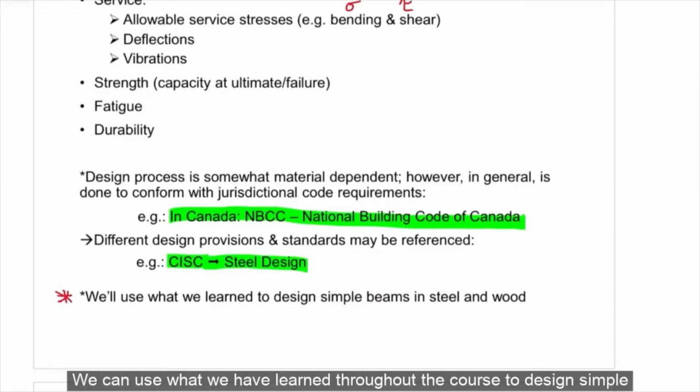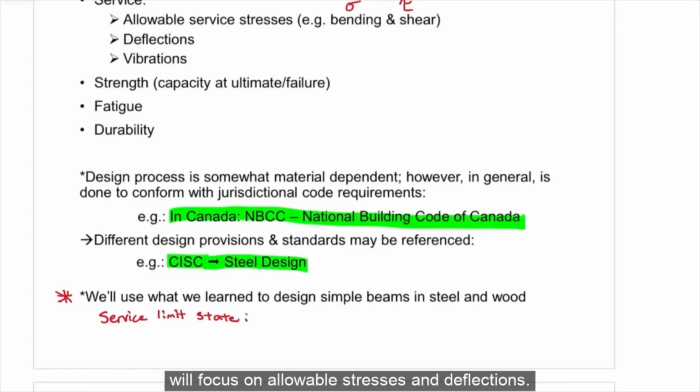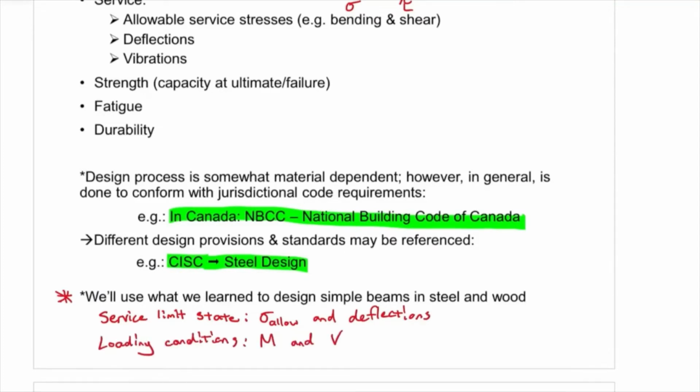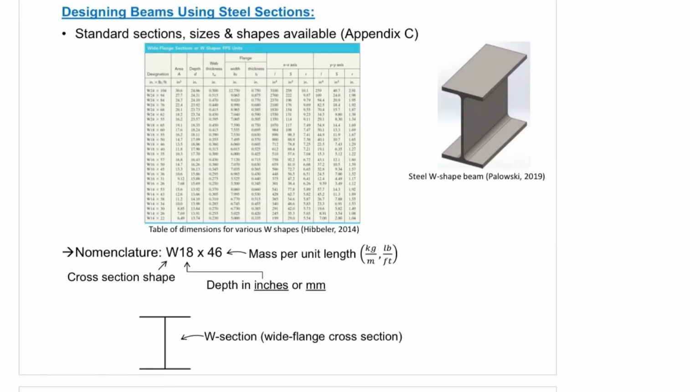We can use what we have learned throughout the course to design simple beams in steel and wood. When considering the service limit state, we will focus on allowable stresses and deflections. For loading conditions, we'll consider bending and shear. Let's take a closer look at designing beams using steel sections.